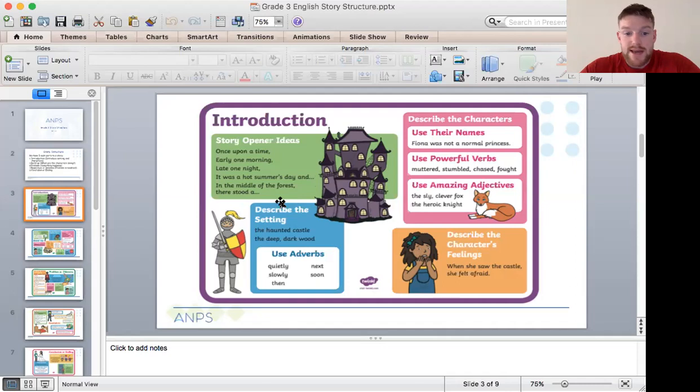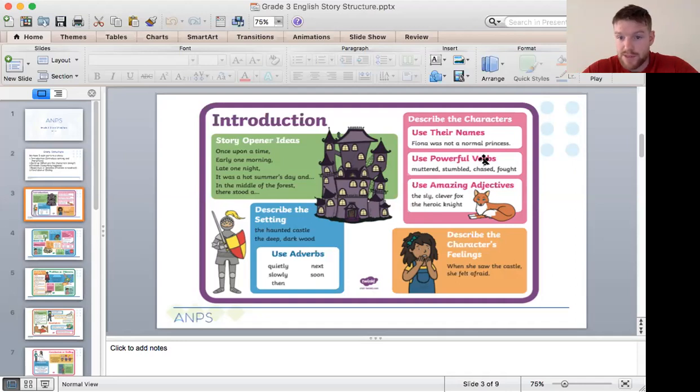Then describe the setting. Where did the story take place? Did it take place in the haunted castle or in the deep, dark wood? Where and when did it take place? We also describe our characters and try and use their names if we can. So instead of saying my sister and I, you could say my sister Darlene and I, for example. Try and use the characters' names.